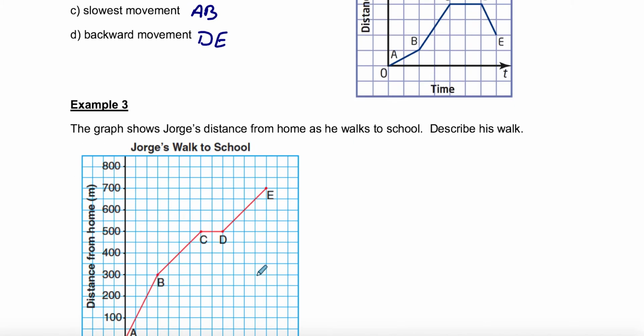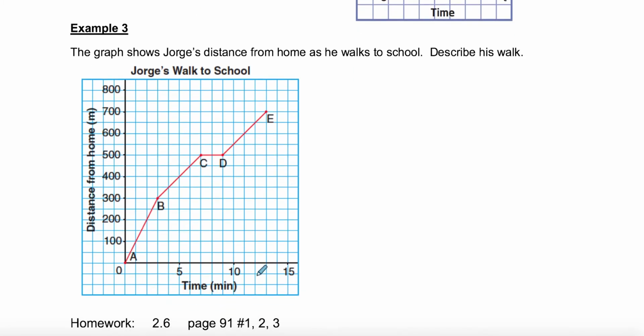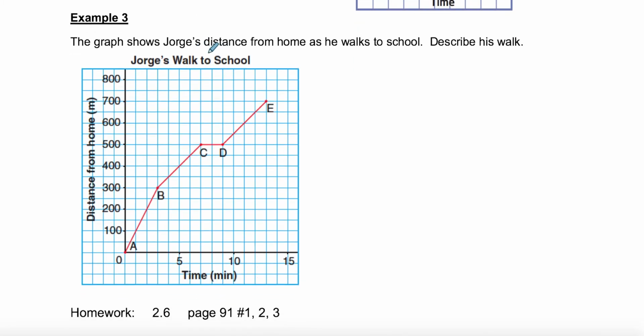Okay, and then the last example, this is about George going for a walk. So George, distance from home as he walks to school. Describe his walk. So again, students see this right away and they're like, George is walking up a really big hill. This has nothing to do with elevation above sea level. This is not anything about that. So this is just distance from home and time in minutes.